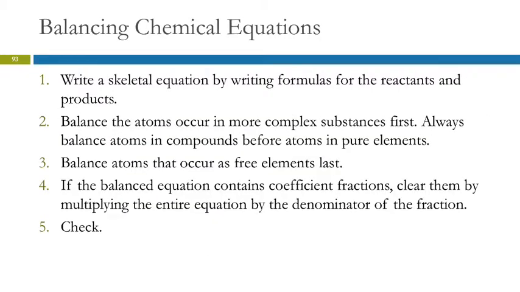So how do we go about balancing equations? The first thing you need is a skeletal equation. You need the correct chemical formulas for the reactants and the products. Then we use a method called balancing by inspection. And so it's recommended that you leave any elements that exist as free elements to the end and do things that are in more complicated things first.